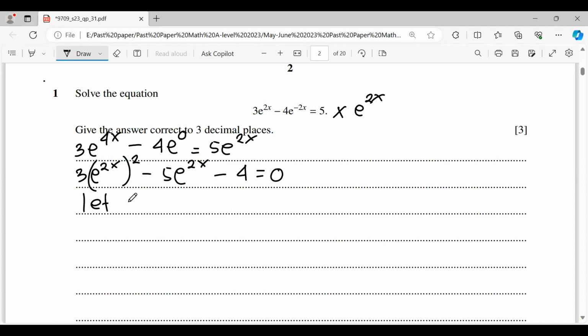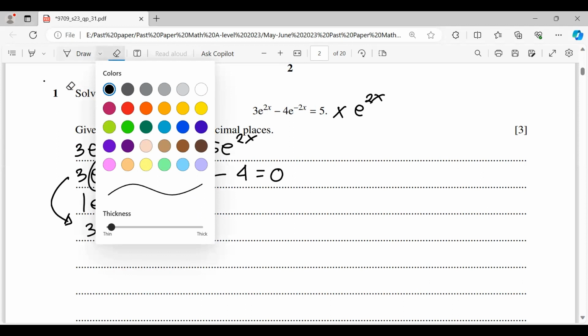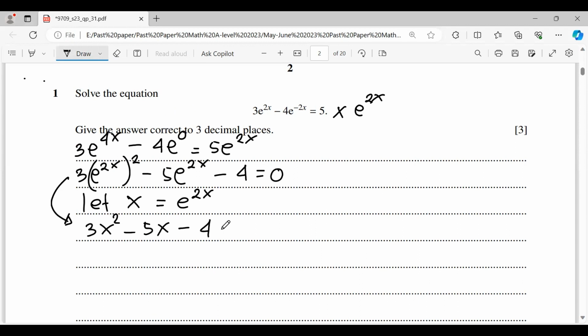Now, if x equals e^2x, this equation becomes 3x squared minus 5x minus 4 equals 0. So a equals 3, b negative 5, and c negative 4.